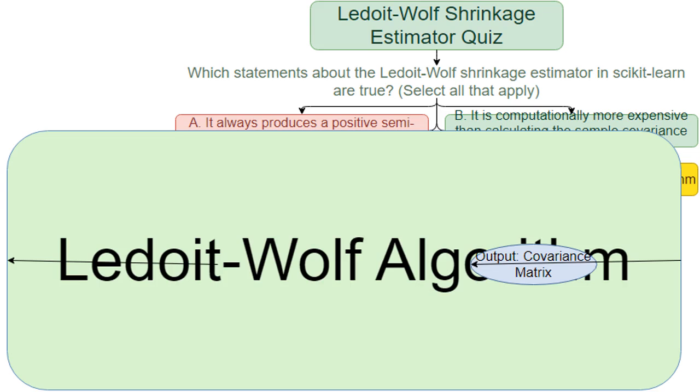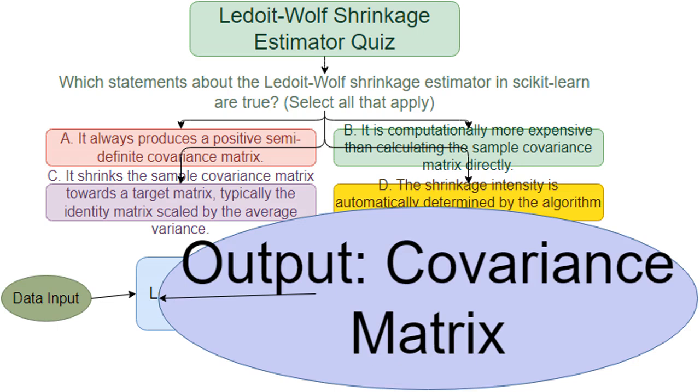This refers to the actual algorithm of Ledoit and Wolff that's used to calculate the shrunken covariance matrix. I won't go into the mathematical details here, but it's essentially an optimization process that balances bias and variance to get a better estimate than just using the sample covariance directly. This is the result of the Ledoit-Wolff algorithm, a covariance matrix. Unlike the sample covariance matrix, this matrix is guaranteed to be positive semi-definite and, hopefully, a better estimate due to the shrinkage process.